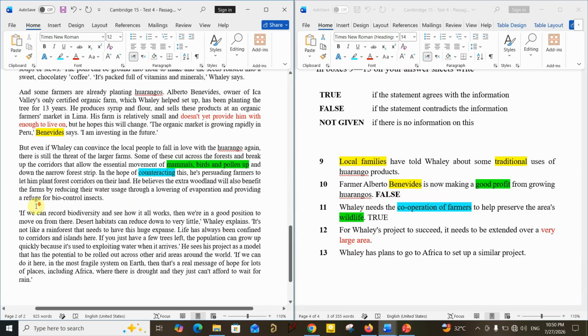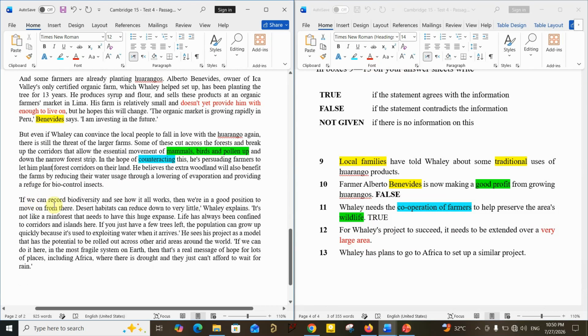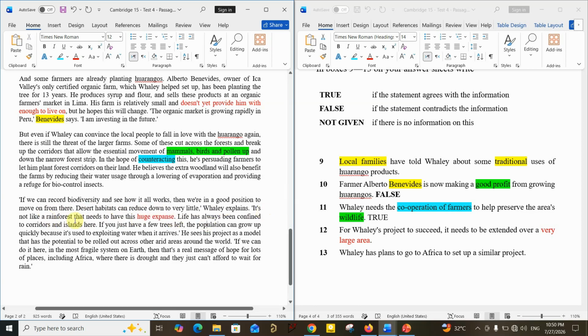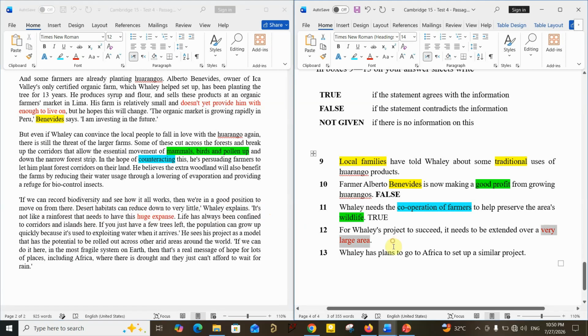Here it says that if we can record biodiversity and see how it all works, then we're in a good position to move on from there. Desert habitats can reduce down to very little, Valley explains, it's not like a rainforest that needs to have these huge expanses. So it is not needed a very large area. A very large area means huge expanse. Again, another great paraphrase. You have to be careful about this paraphrasing, and I already mentioned it in my IELTS keyword table.